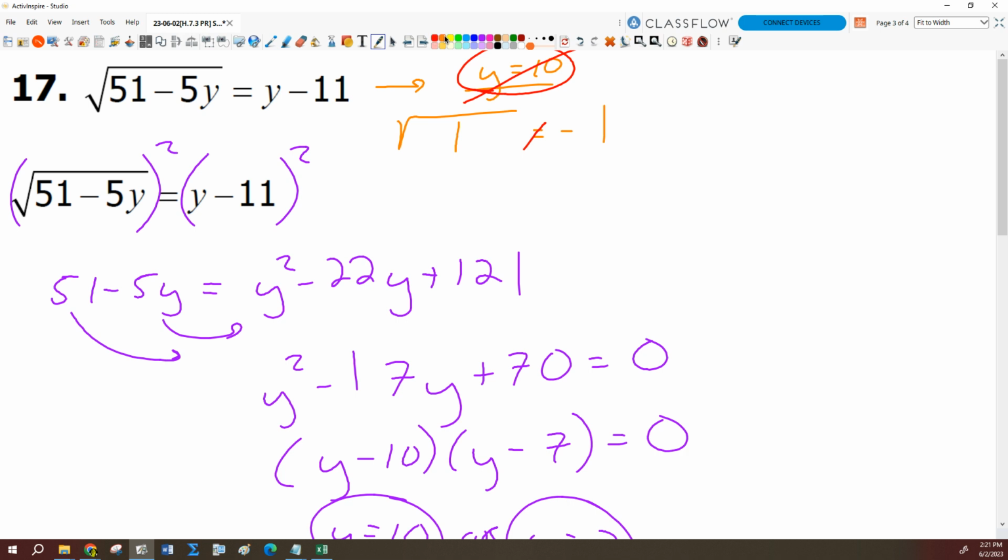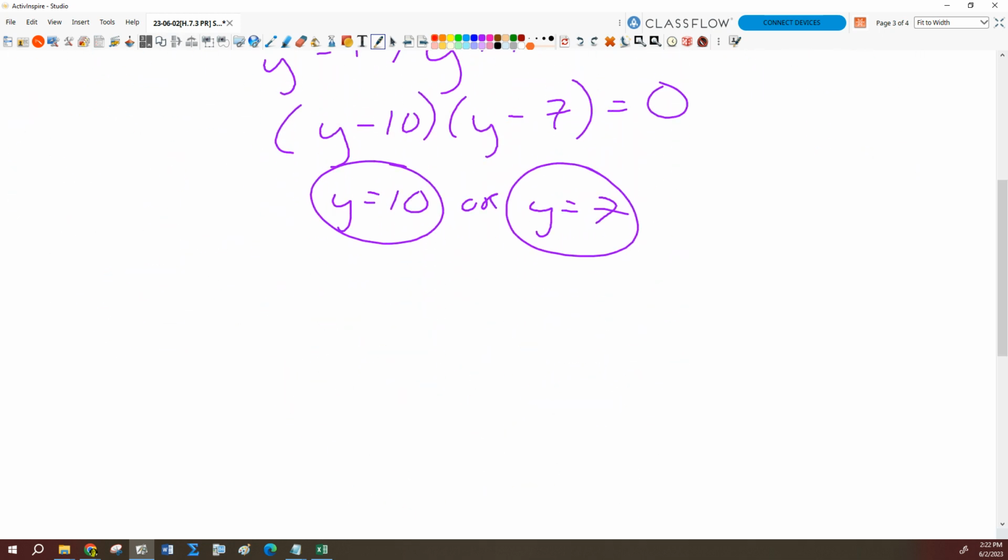That was y equals 7, right? Okay, if we try that one, we get square root of 51 minus 35, 16, equals 7 minus 11, negative 4. False. So this is an example where both solutions were extraneous. So what's our answer? No solution.